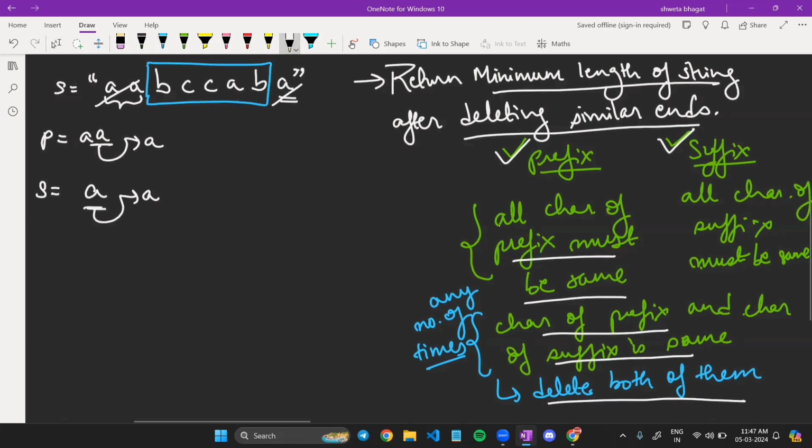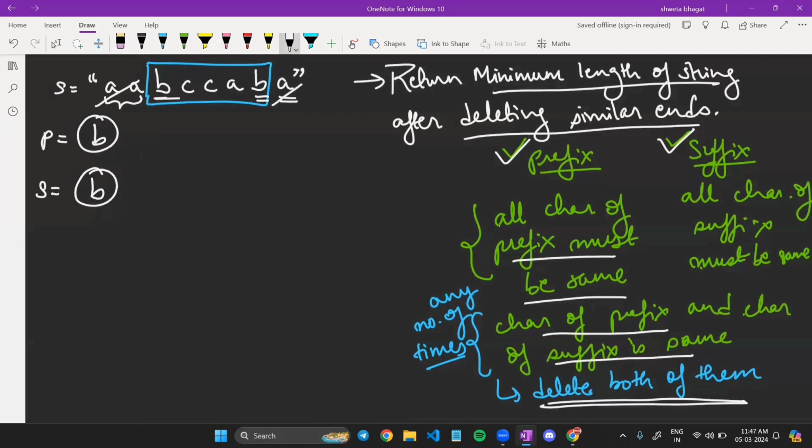Okay. Now what are we going to select as our prefix? Now we can select this B as our prefix. And for our suffix, we can select this B. Okay. Now what is the character of the prefix? It's B. What is the character of the suffix? It's also B. Are these two same? So these two are same. So what are we going to do? We are going to delete both of them. So we'll delete this B, we'll delete this B. So we are left with now CCAC. So this is our new string.